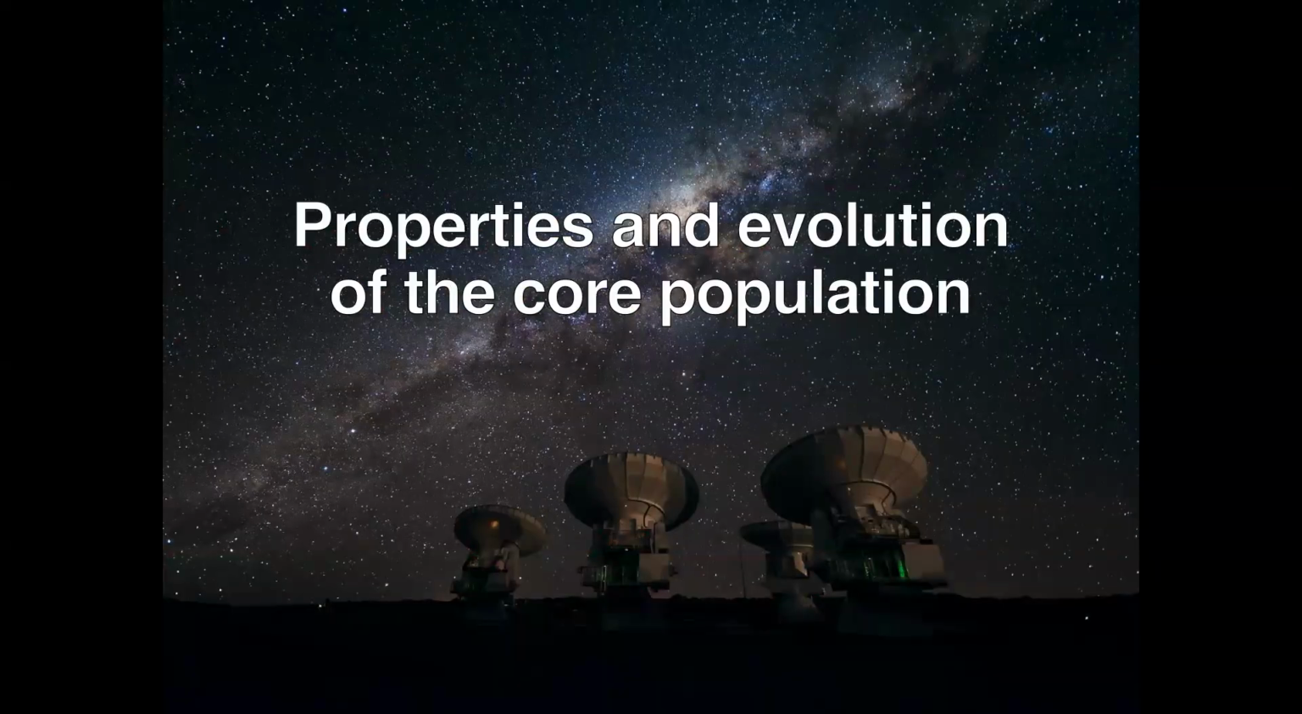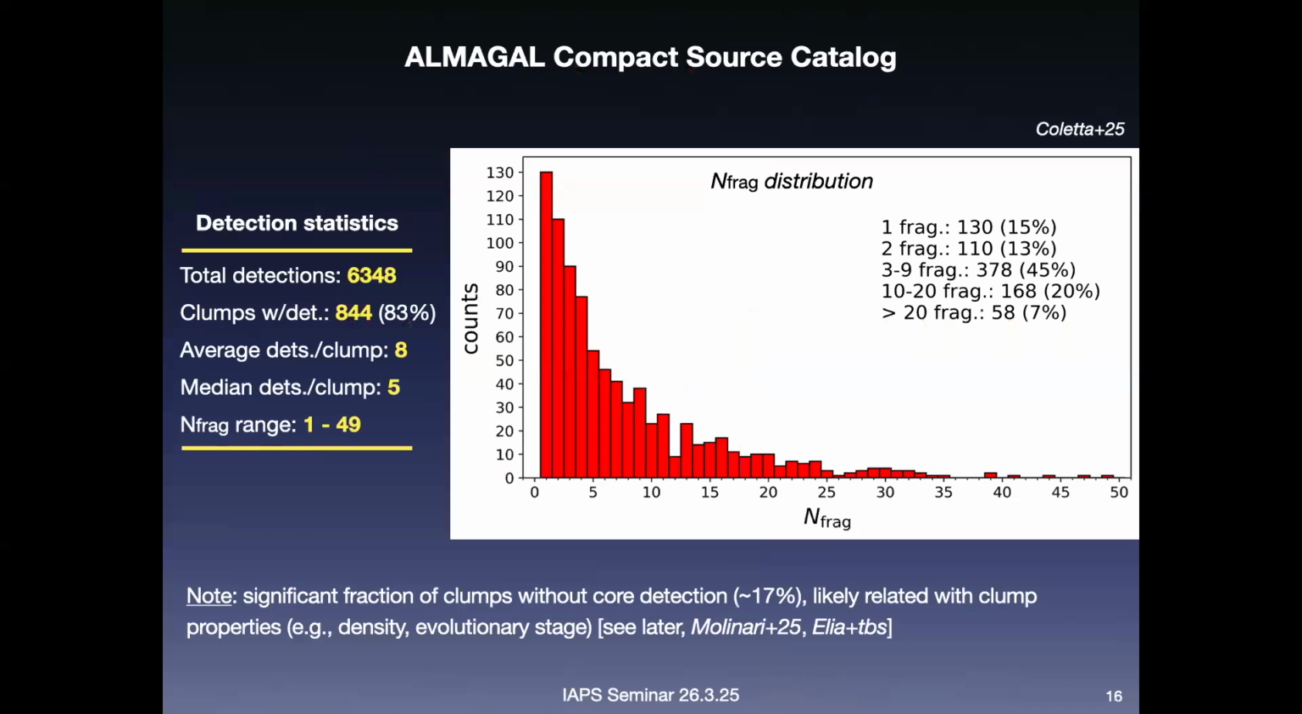So I can pass now to characterize the properties of these compact cores that we extracted. To start from a more statistical description, here we have the distribution of the number of fragments that we revealed across the whole clump sample. We obtained more than 6,300 compact cores in 844 clumps, so 83% of the total. The average number of detections per clump is 8. The median value is 5.